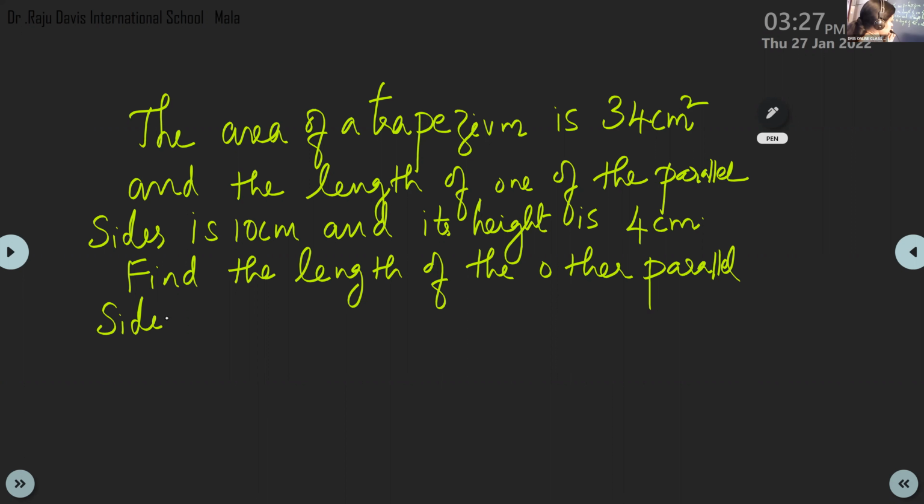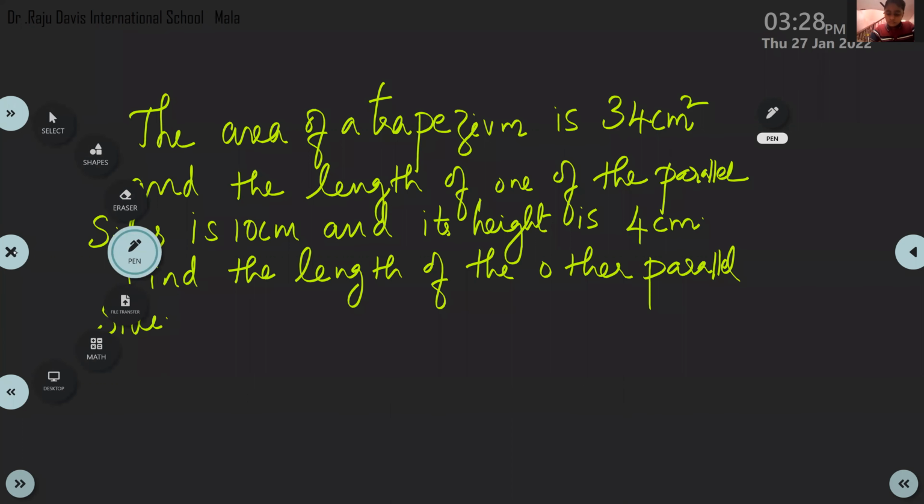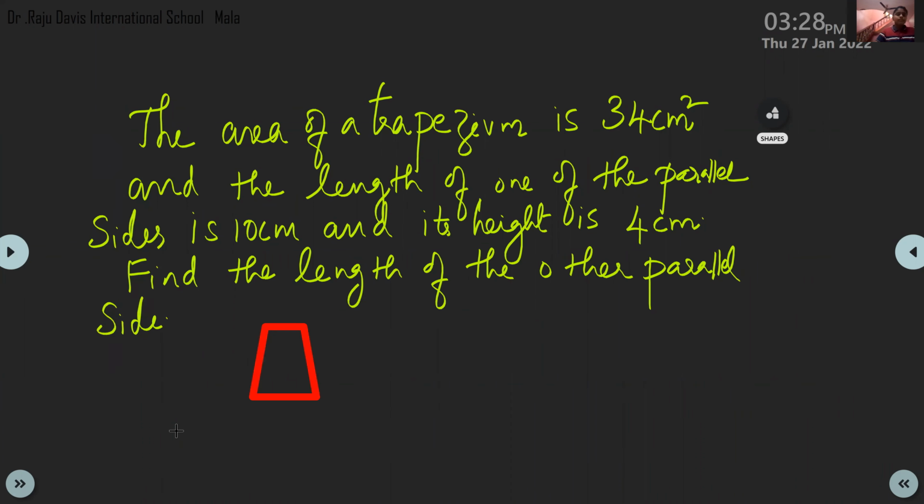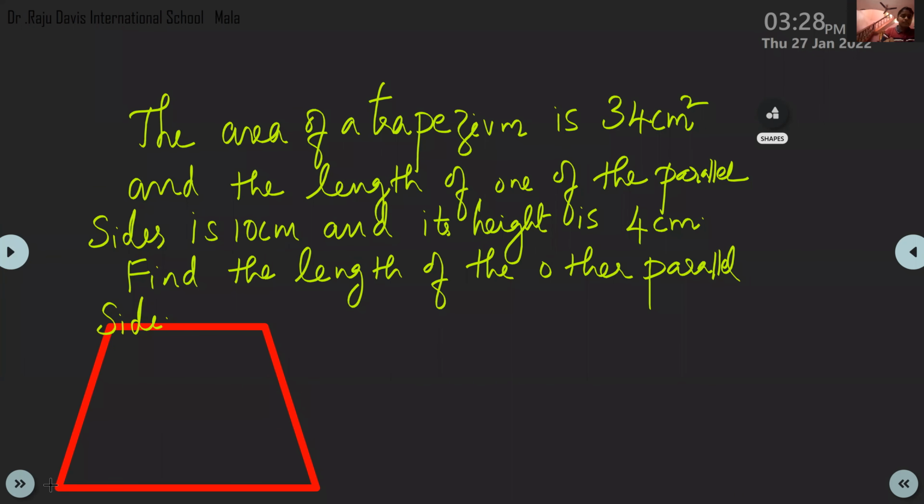So write down this: area of a trapezium is 34 centimeter square and the length of one parallel side is 10 centimeter and its height is 4 centimeter. Find the length of the other parallel side. So let us draw a trapezium as usual. We can draw a trapezium from shapes. Sorry, it's a trapezium.